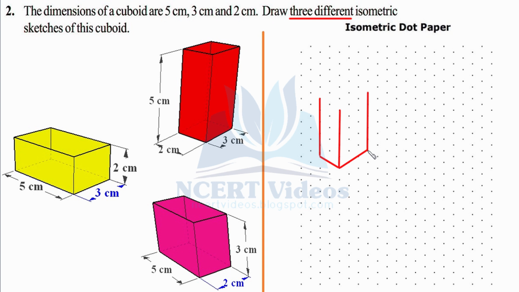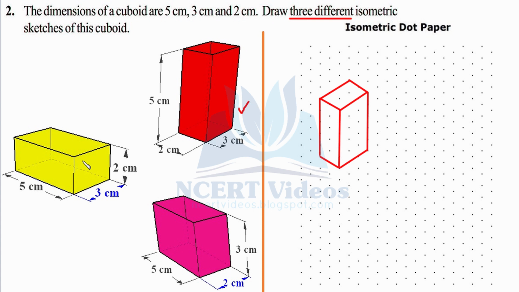Now let's connect their top vertices and the other one as well, that is 2 units. While drawing isometric, the rest of the units fall in place. So this is 3 units and this is 2 units, again 2 units. So that creates our first cuboid having height as 5 centimeter.